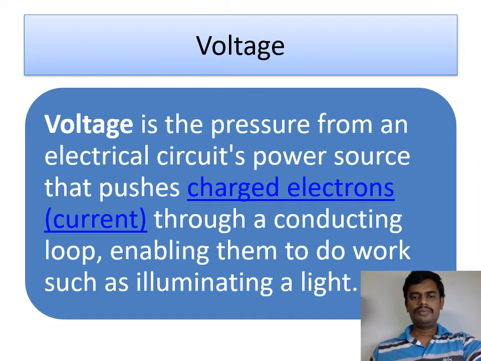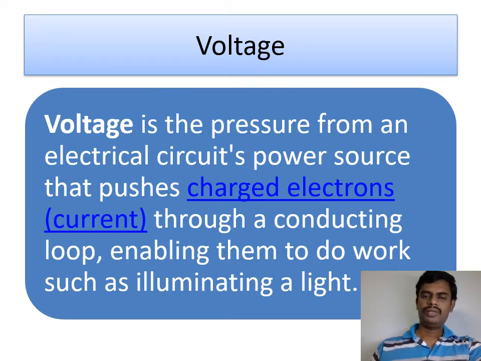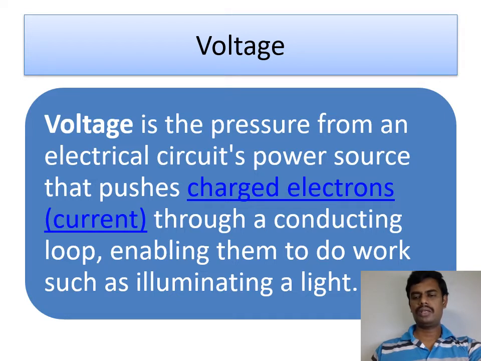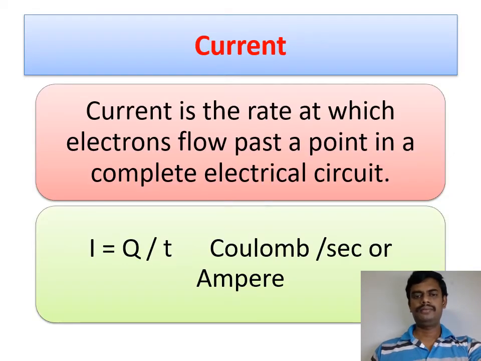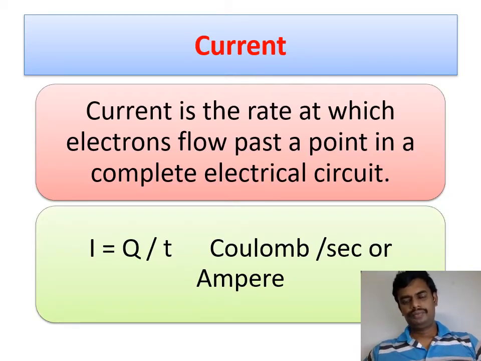Coming to the voltage, it is nothing but the pressure in an electrical circuit which forces the electrons to move from one place to another. By doing so, work is done, which is what voltage represents. It is because of this voltage, this pressure, that the current will be flowing in a conductor.